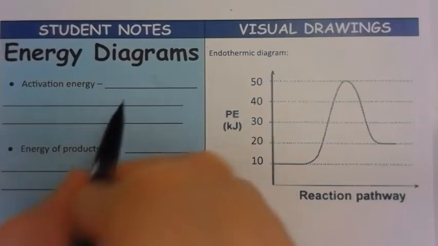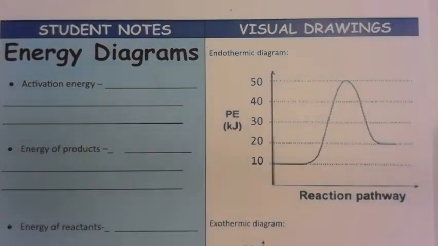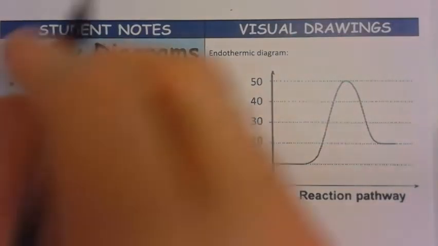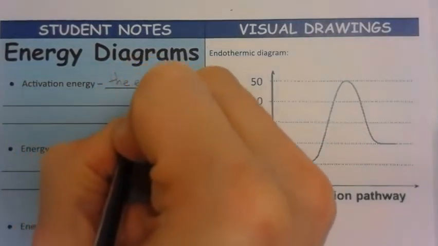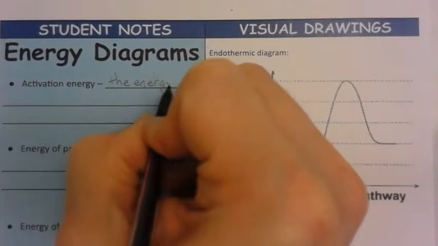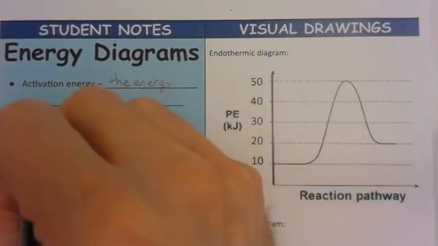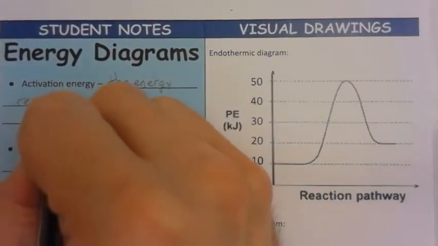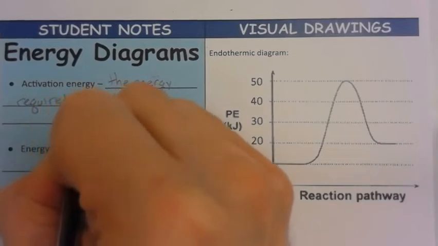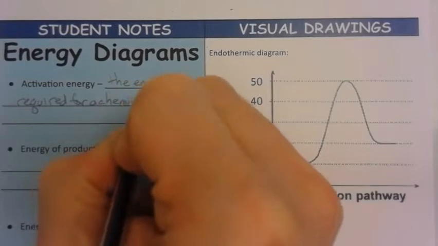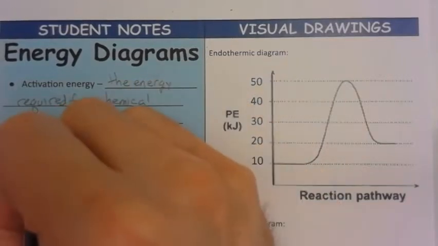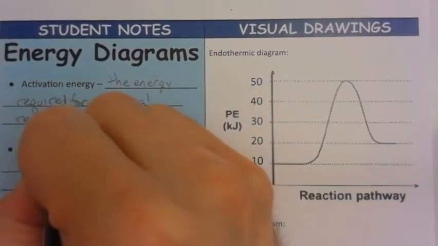So the first term that we're going to talk about is something called activation energy. And activation energy is the energy required for a chemical reaction to occur.